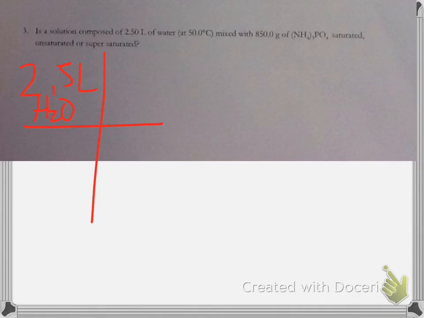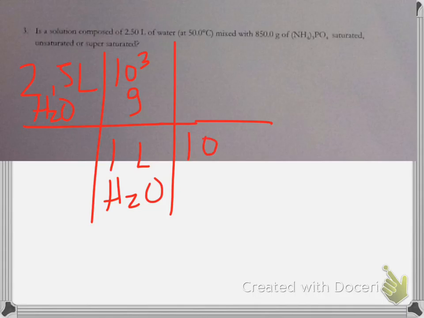conversion. If we go straight into liters of water, 1 liter of water would be how many grams? 10 to the third, yeah. 1 milliliter is 1 gram. 1 liter is 1,000 milliliters. So this is 10 to the third grams, or you can say 1,000, it doesn't matter. And for every 100 grams of water, how much of that solute, the ammonium phosphate, can we dissolve at 50? So 37.7. Look at the difference in solubility there.